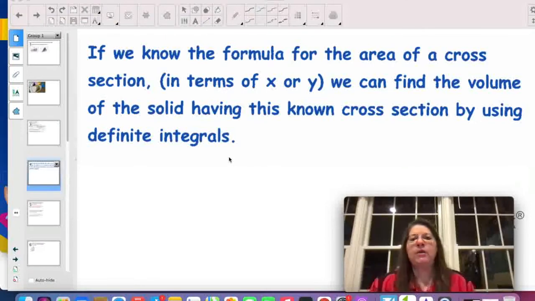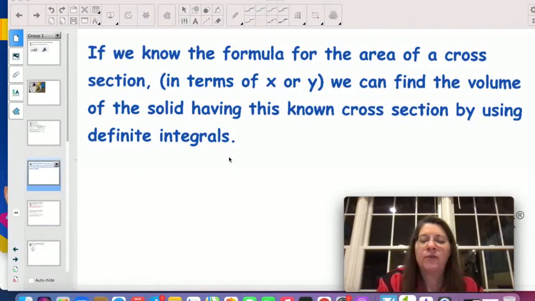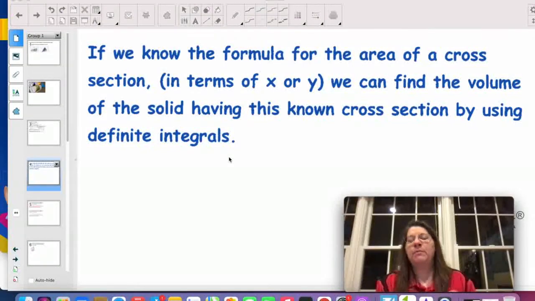So if we know the formula for the area of the specific cross section that they're talking about, we can manipulate our equations so that they are in terms of either x or y. Which one we write the equation in terms of depends on whether the cross section is perpendicular to the x-axis or to the y-axis. So we can find the volume of the solid having this known cross section by using definite integrals.